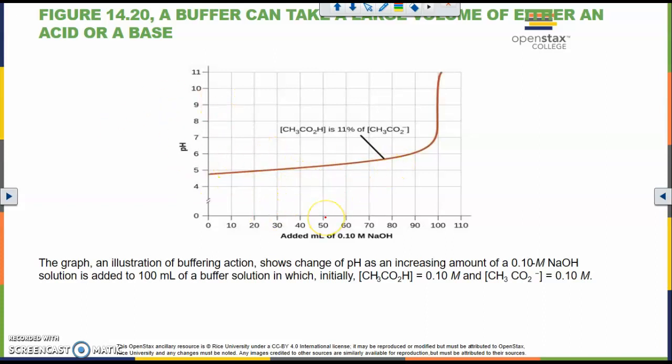That's why it's called a buffer, because it can take large amounts of either an acid or base. But eventually, there's going to be a point at which that buffering system is overwhelmed if you add too much acid or too much base. This is the same way as in your body. This is the carbonic acid buffer solution, which we're going to talk about later.